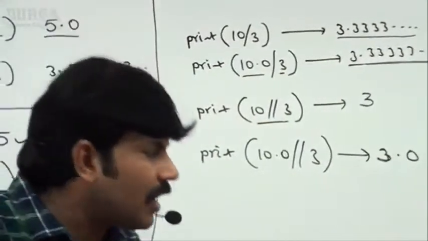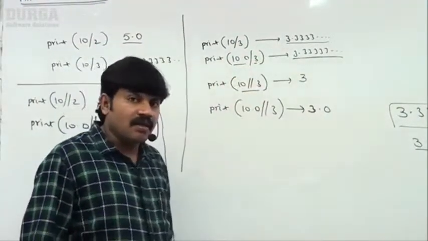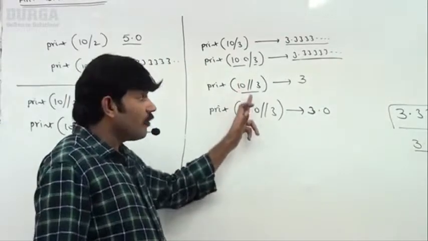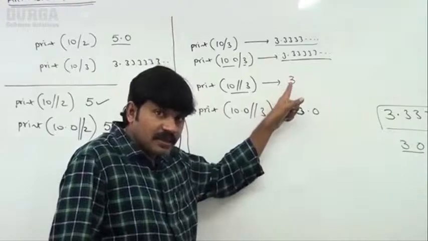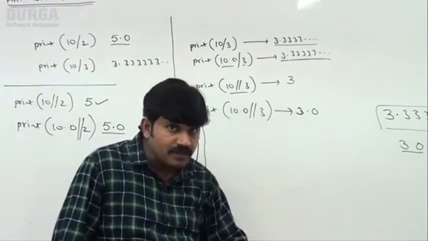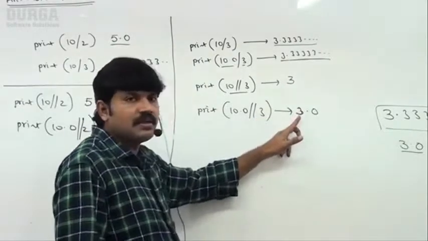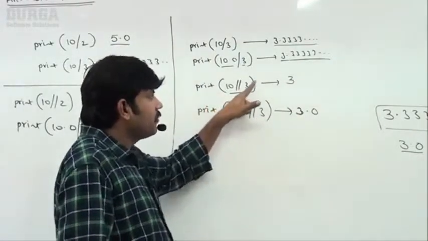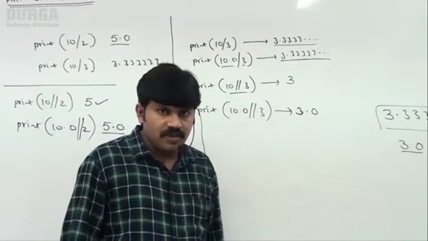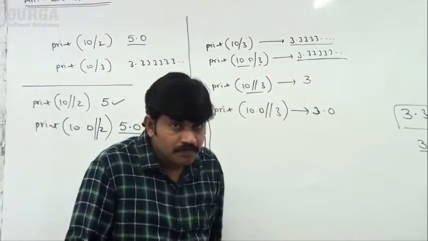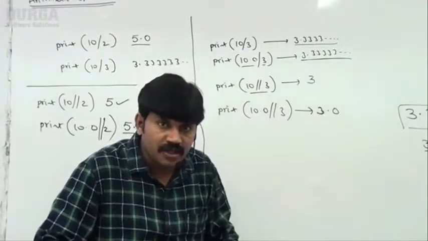So what is the difference between the normal division operator and the floor division operator? Normal division operator result is always a floating point value, but floor division operator result can be either int or float. Where is the difference? Very simple, sir. If both arguments are int type, the result is int. If at least one argument is a float, the result is always float. Any doubt about this? Yes, friends, if you feel comfortable, I will go for one more example so that you may get much clarity.